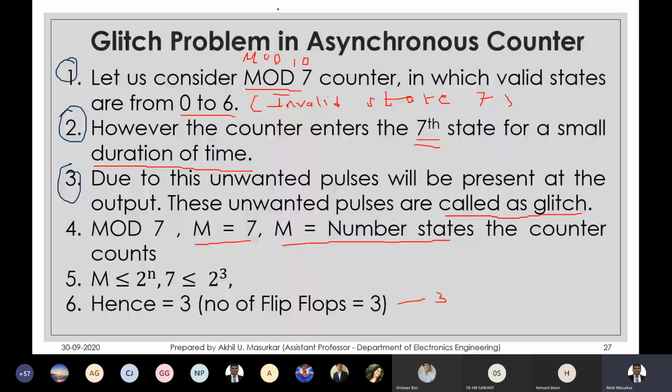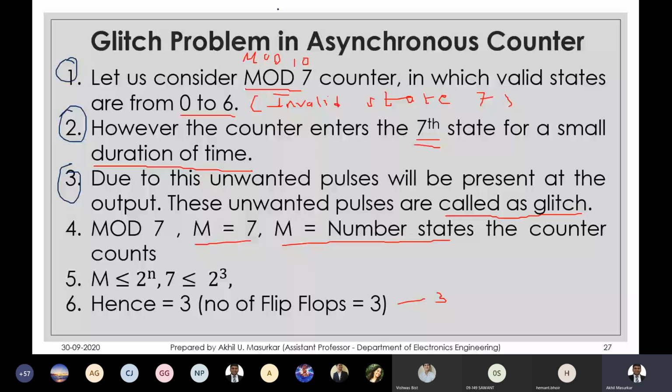For a mod 6 counter, which state is the invalid state? Anusha, only 6? It should be 6 and 7. Both 6 and 7 are invalid states.